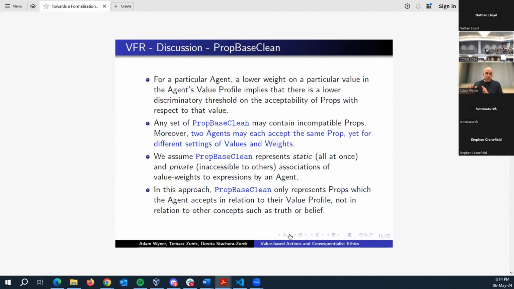We haven't added a variety of aspects of dynamics or context to this particular work because we wanted to fix some of the basics for ourselves. And we also want to say that the propositions in prop-based clean don't relate to truth or belief, because there have been some comments about our work about what this represents. It's in effect saying the agent selects those propositions that they want to talk about that are consonant with their values. Next slide, please.